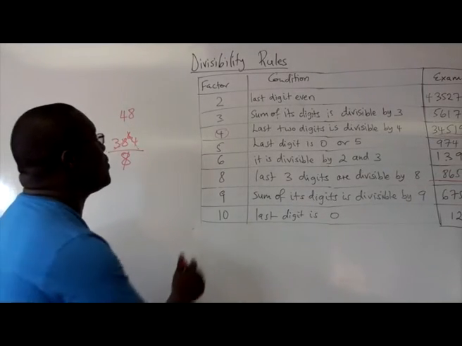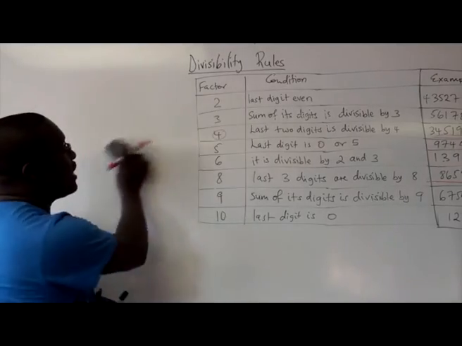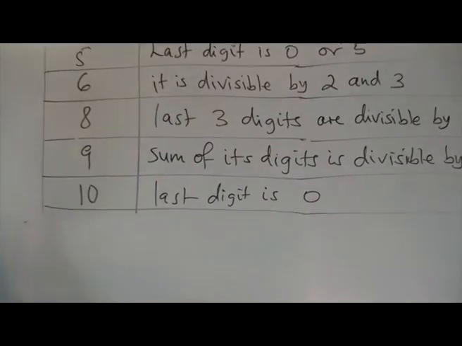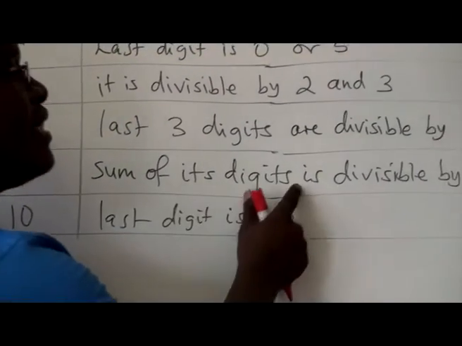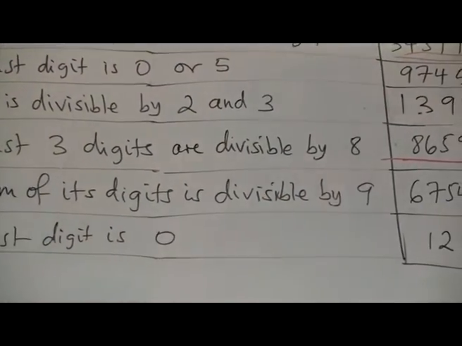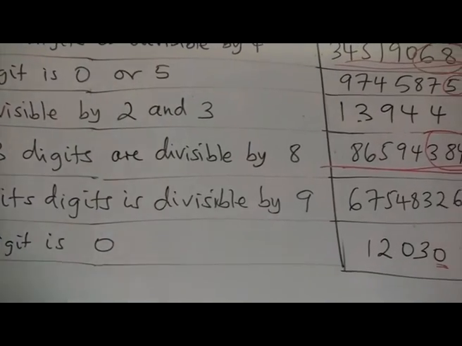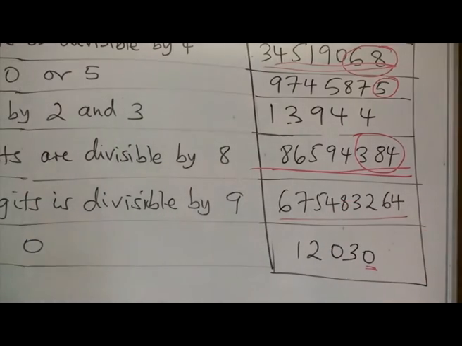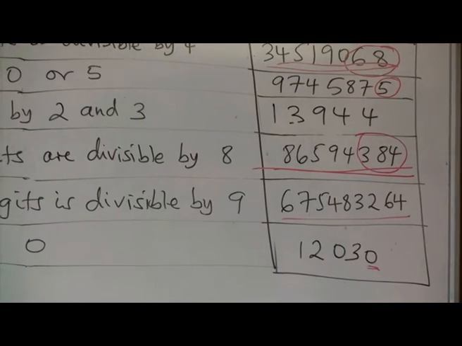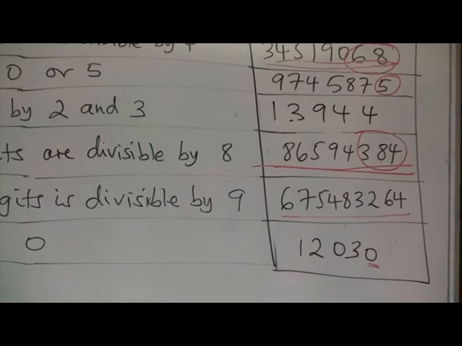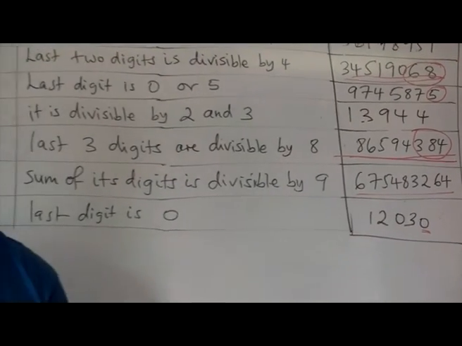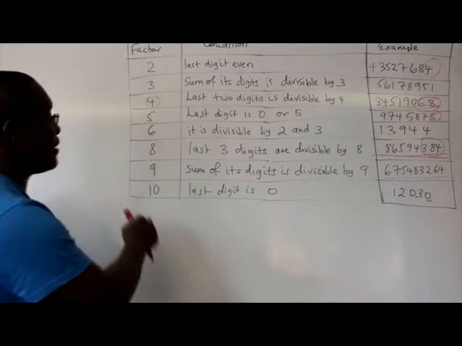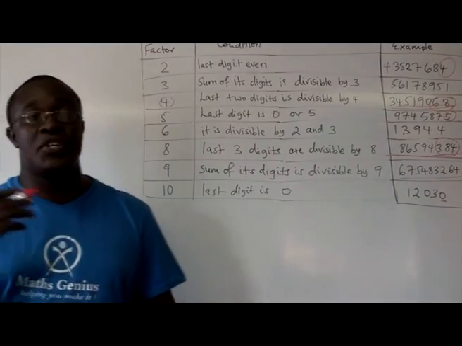Now let's go on to 9. If you look at 9, the rule is almost the same as 3. It says the sum of its digits is divisible by 9, meaning that you take the whole number, you add each of the digits, and then the resulting sum, you divide that by 9, and if it's a multiple of 9, then you know that the whole number is divisible by 9. So I won't do this, and I'll leave that for you to test and see.